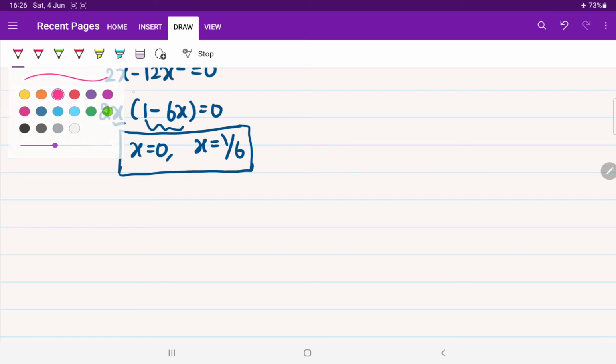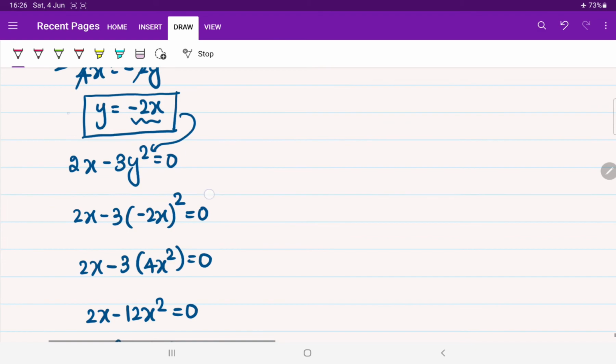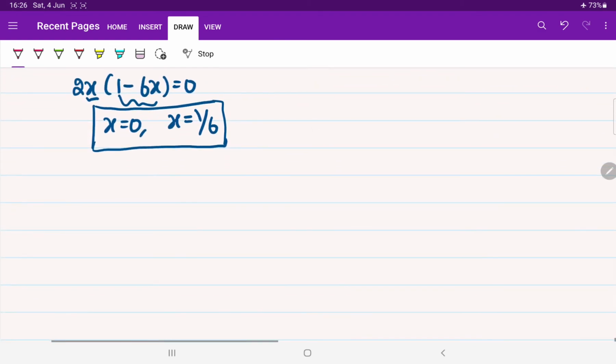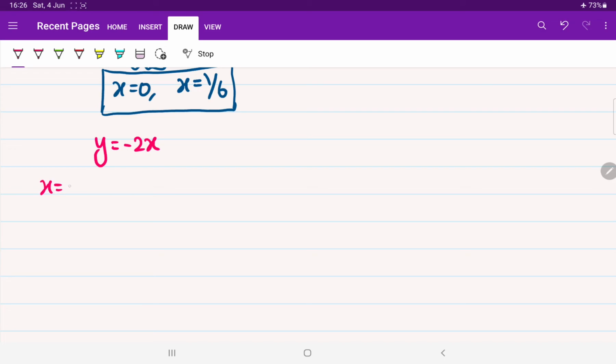Now we have to identify its corresponding points for y. Go back to the equation. Now if you observe, we already saw the relation y is equal to minus 2x. If I substitute these values into that in order to obtain the y values, let us see what will happen. When I replace x equal to 0, obviously y also will become 0. When I replace x equal to 1 upon 6, then the value of y will become minus 2 into 1 upon 6, which is equal to minus 1 by 3.